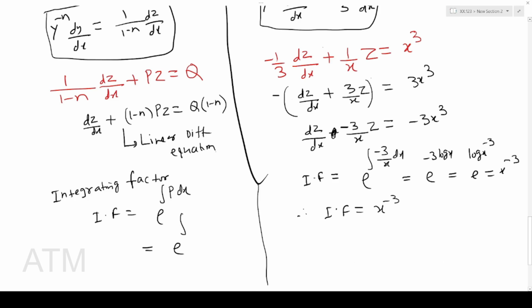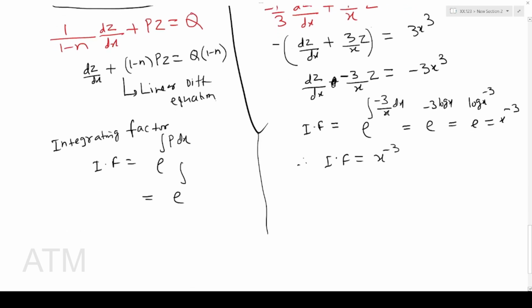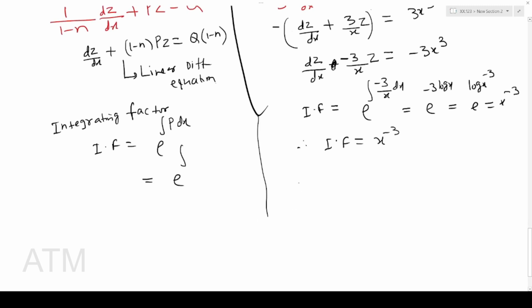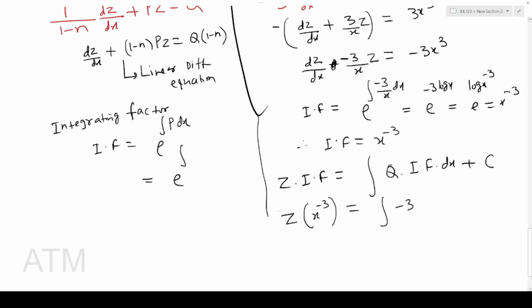After that, the solution. What is the solution? The solution is nothing but z into the integrating factor equals the integration of q into the integrating factor with respect to x, plus c. Now z as it is, and the integrating factor is x raised to minus 3. What is q? Q is minus 3 x cube multiplied by the integrating factor, that is x raised to minus 3, with respect to x, plus c.